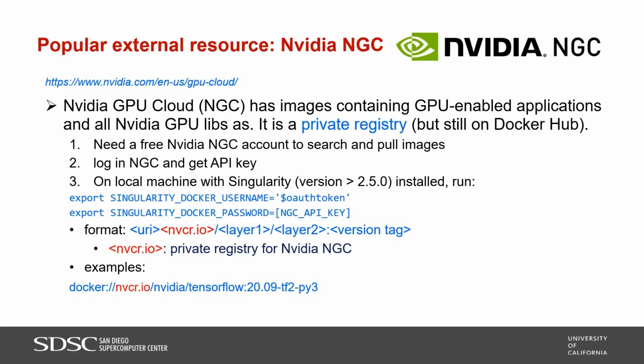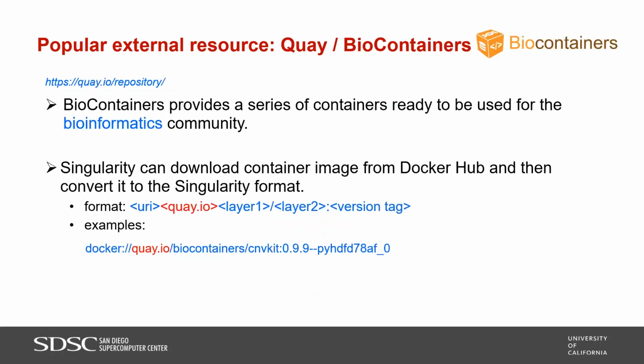And I list some details here, and the format is just a little bit different. As I highlighted in red here, you just need to add the Nvidia's private registry tag. And then you can search those images and build Singularity images according to their tag.